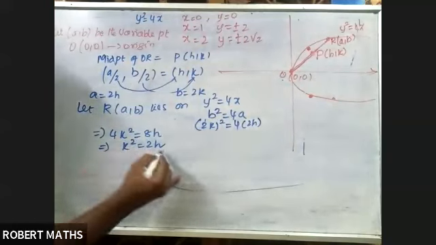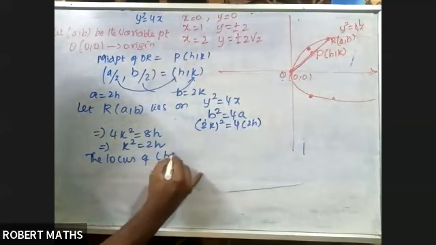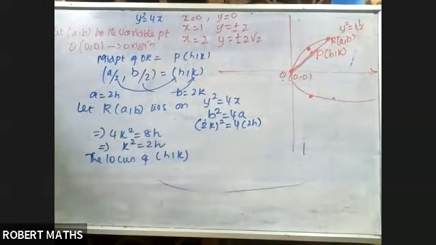Now h and k are there, right? Last step, the locus of h comma k. This is the last step. Don't forget to write it, you can lose marks. In the last step, in place of h you put x, in place of k you put y. They are replaced by x and y.